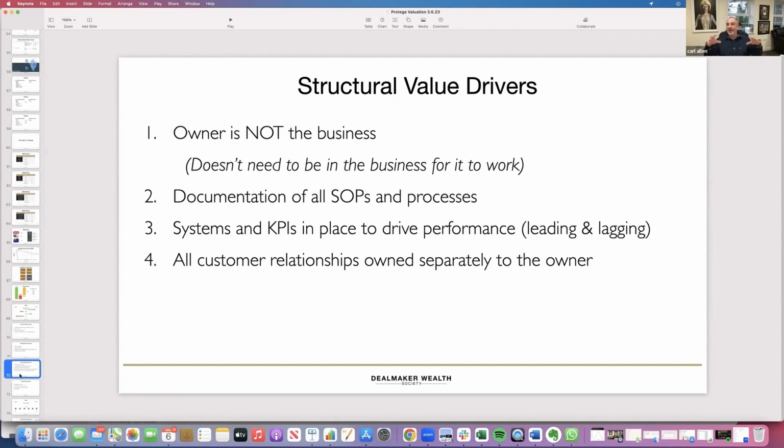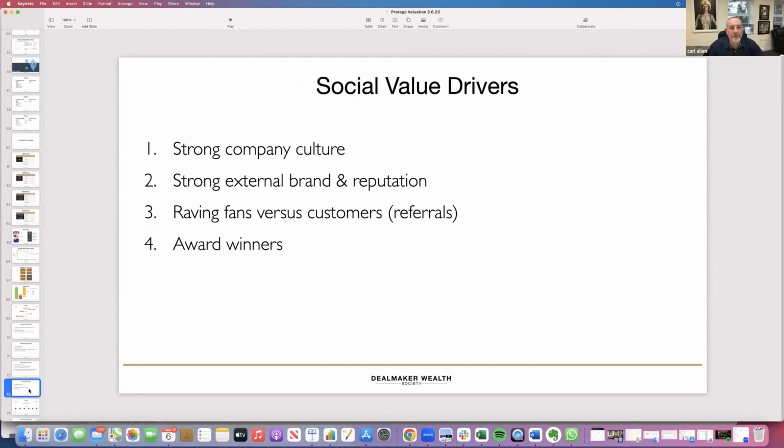I want the team that's going to be left to run the business for me to own all the customer relationships. I don't want the seller to own them, because if the seller leaves, there's a chance that some of those relationships won't get handed over properly.